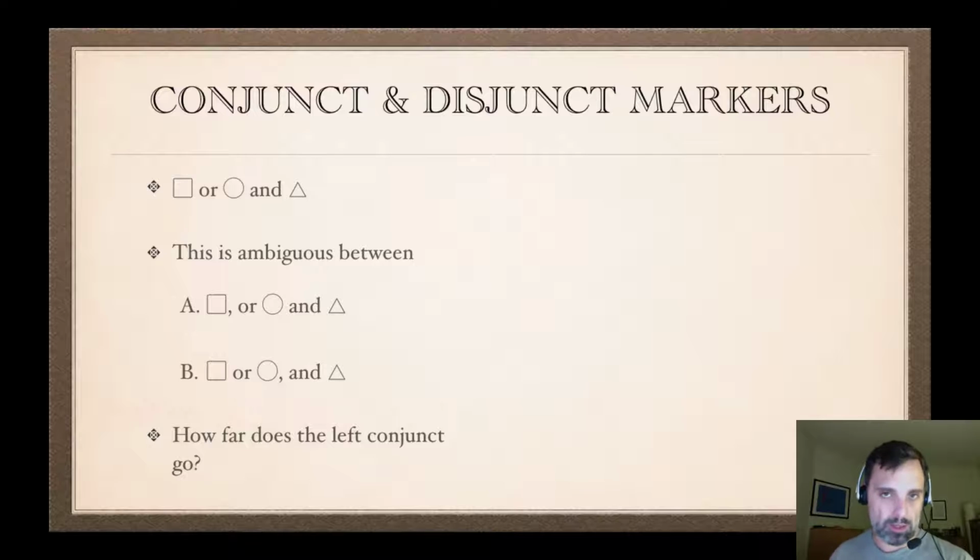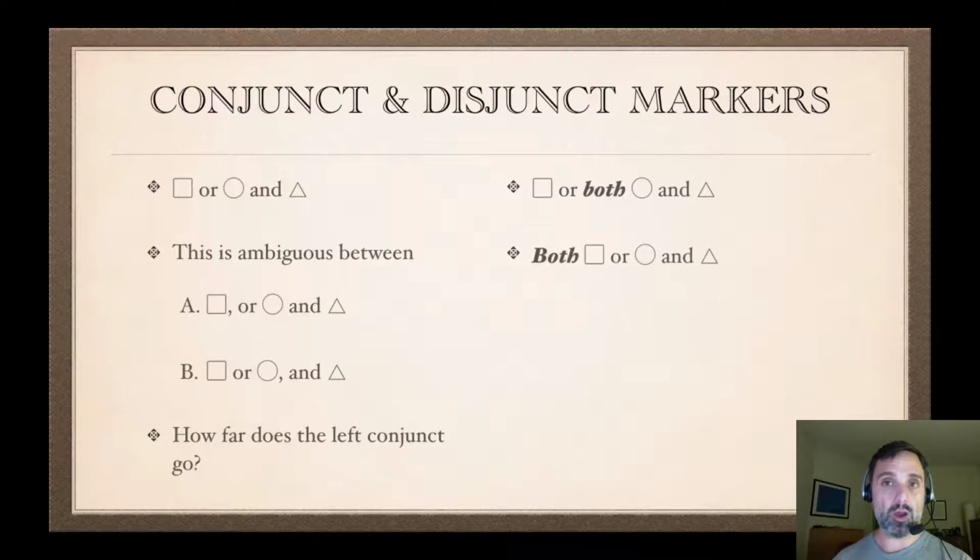There are other ways we might try to disambiguate, like using commas, as I just did. But if we knew where the left conjunct started, then we'd be able to read the whole sentence. And there is a marker for how far the left conjunct goes, the word both. So if we say box or both circle and triangle, then we know that the left conjunct goes only to circle. The left conjunct does not include the or the square, and this sentence should be read as A, box, where the or is the main connective.